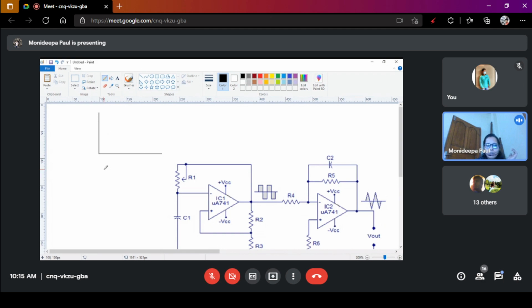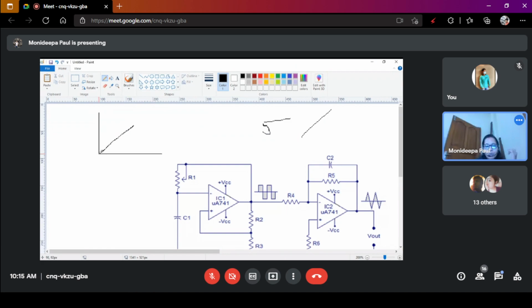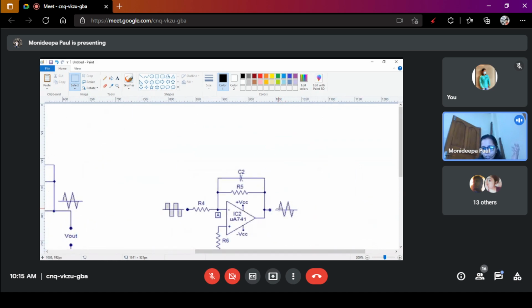If you draw the output, as the gain is increasing, and we assume the input voltage is 5, but the gain is increasing in nature. So if you multiply the input with the gain, then you get this type of output. This is the ramp. That means we get one half portion of the triangular wave.